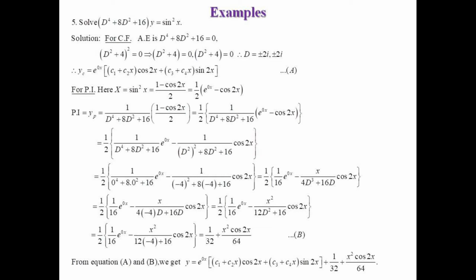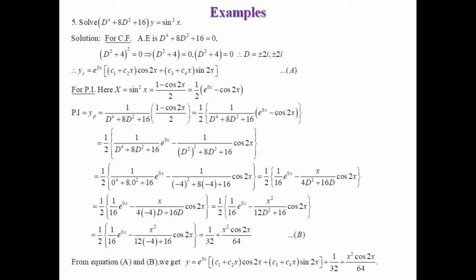if we observe the denominator of this term, it is 0. So to avoid the 0 in the denominator, once again attach x on the numerator and take the derivative of the denominator. So x into the derivative of the denominator, which is now 12D square plus 16 into cos of 2x. So once again apply the formula, replace D square by a square with minus sign, then we get 1 upon 2 in bracket 1 upon 16 minus x upon 12 into minus 4 plus 16 into cos of 2x.